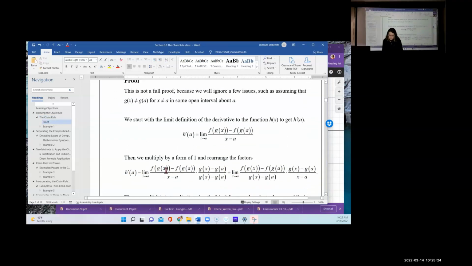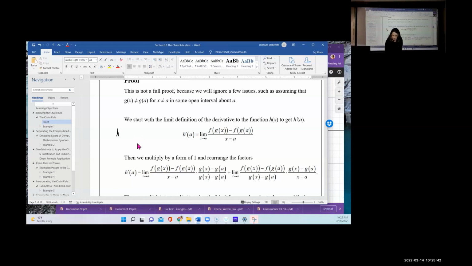We'll go through a brief version of the proof. This isn't the full proof because we're ignoring a couple of issues here, but we're going to do the basic proof. All right, so what is the derivative of the composition?